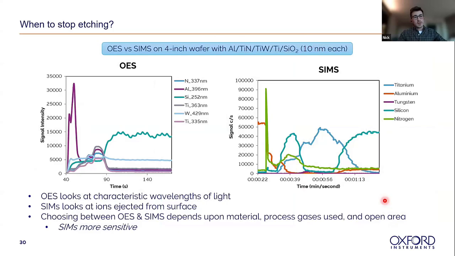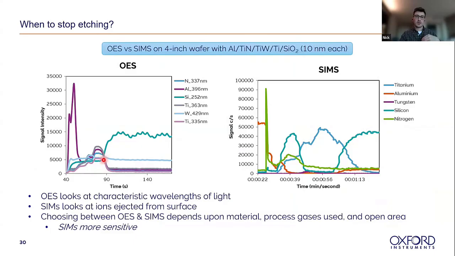But one of the key things we need to think about is when do we actually want to stop doing the etching as well. So there's two different techniques that we typically use: optical emission spectroscopy and secondary ion mass spectroscopy, depending a little bit on what you're trying to look at. So here we're comparing the two, looking at a 4-inch wafer etch of this stack of materials you can see at the top. And what's nice about both of these is that we can track the different signals of different constituent materials as we're doing the etch.